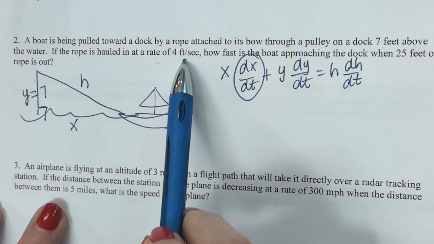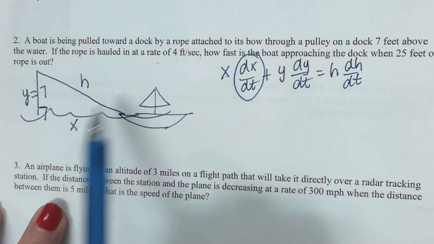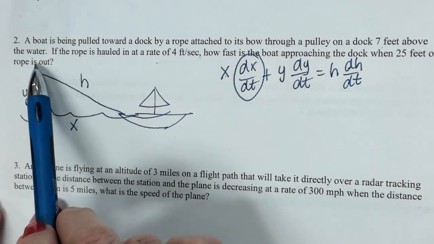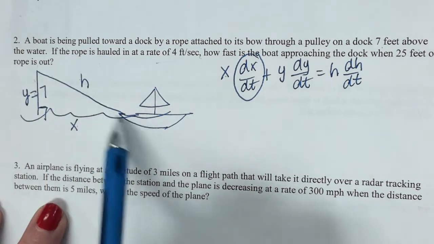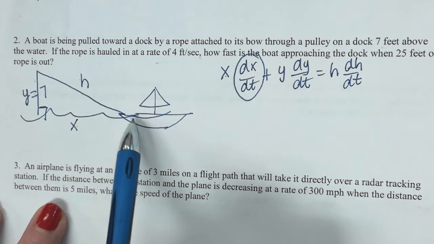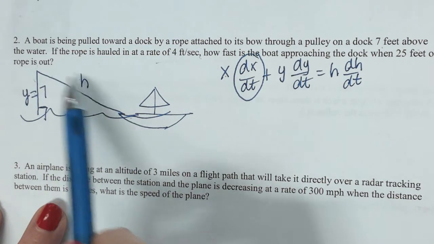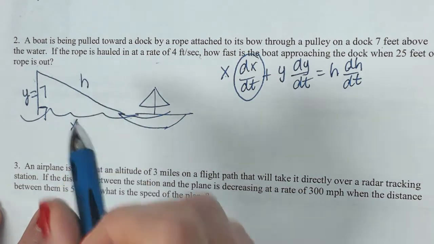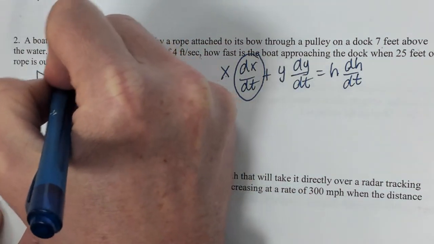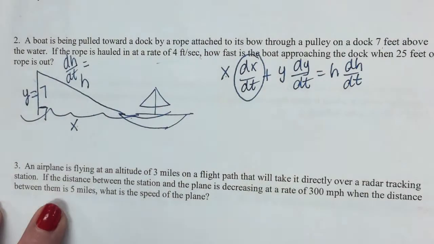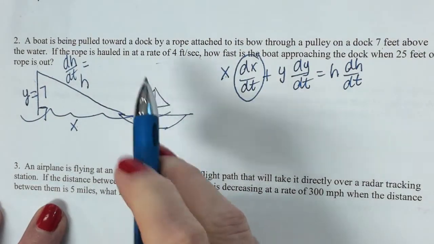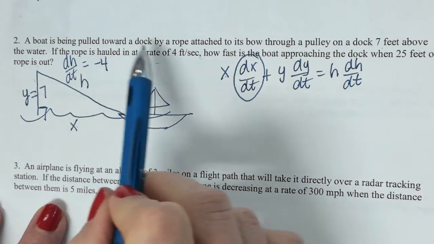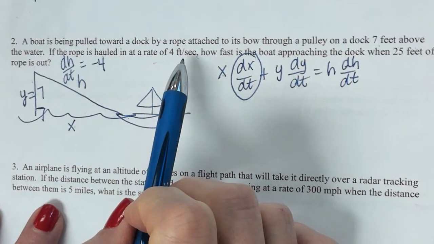Rope is hauled in at a rate of 4 feet per second. What is that going to be? Think about where the rope is. Is the rope on y, x, or h? h is the rope. Okay, so what's it going to be? It's not going to be that h is 4. What's going to be 4? dh/dt. In fact, it's going to have to be -4 because it's getting shorter. I have to make sure that I do that when I'm doing the problem.